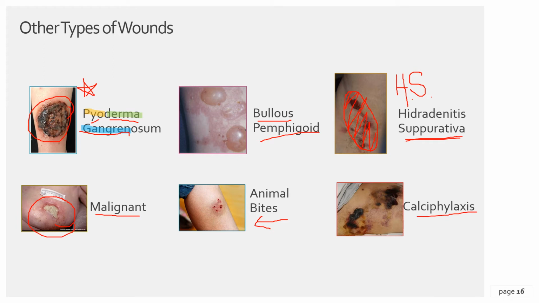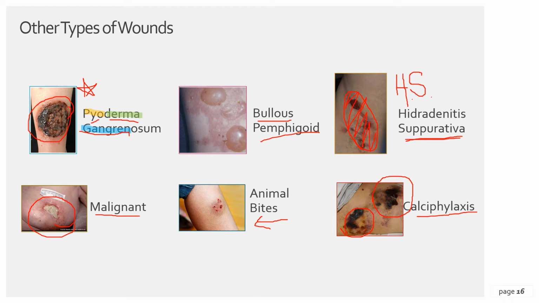Calciphylaxis is pretty rare. It can happen in patients with end-stage renal disease, especially if they don't take their phosphate binders. Their hormones and electrolytes just get off balance, and the skin and tissues die off. It's very, very painful and very difficult to treat. It very often requires surgery, and it also requires medication to correct their hormonal and electrolyte imbalances.